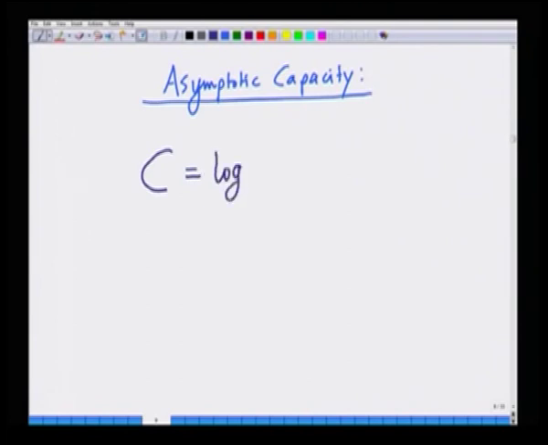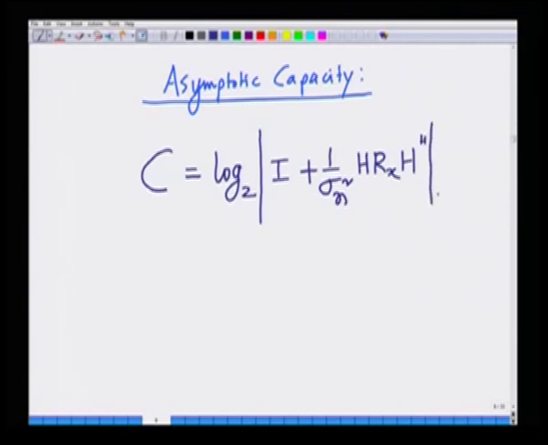is log 2, or it can be shown that the capacity of a MIMO system is log 2 of the determinant of sigma n squared, H R x H Hermitian. Let me explain the different terms. This is the log. The modulus here in fact indicates the determinant. This is the determinant of the matrix inside, all right. This is the noise variance, H is the channel matrix, and R x is known as the transmit covariance.